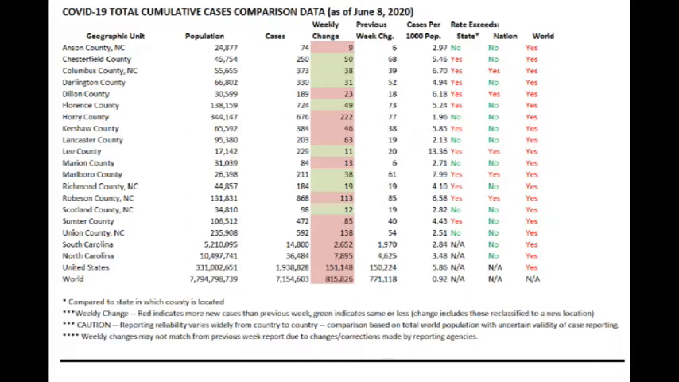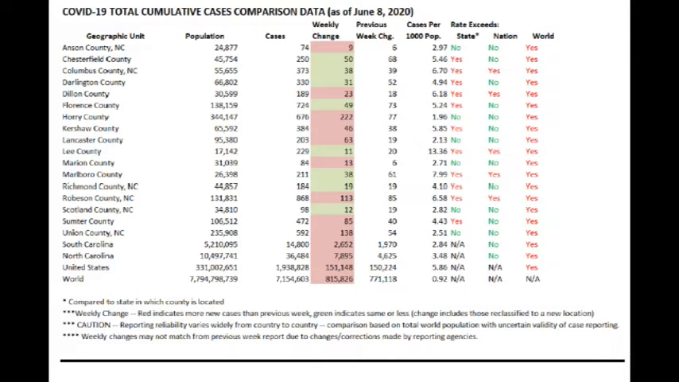This graph chart also shows the change from the previous week for each of these counties as well as both the states of South Carolina, North Carolina, as well as the United States and the entire world. Again, those shaded in light red show an increase from the previous week in the number of new cases, and those in light green either stay the same or have a decrease in the amount of new cases reported as compared to the previous week.